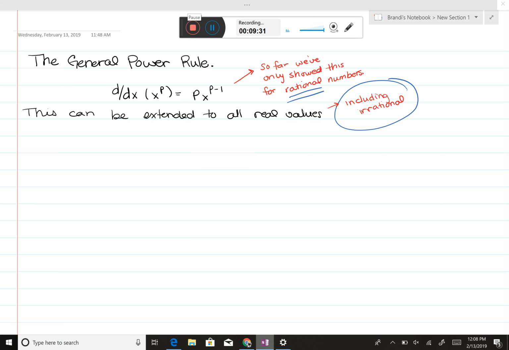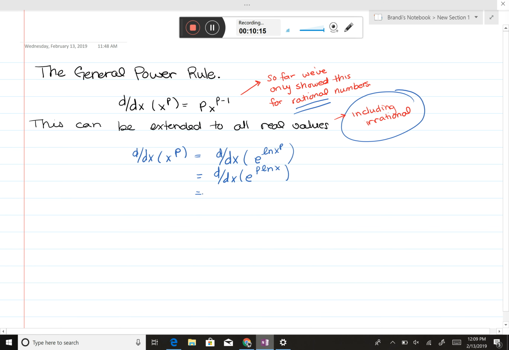Okay, so to do the extension, we need to rewrite this using e to the x. So let's look at d dx of x to the p, which is the same as d dx of, here's the weird part, e to the ln of x to the p, oops, big parentheses. Those two functions would just undo each other, they're inverses. So that's the same as d dx of e to the, using the properties of ln, p ln x. Ooh. All right, and now we're going to use some chain rule to take this derivative.